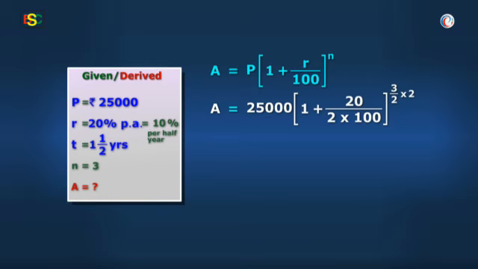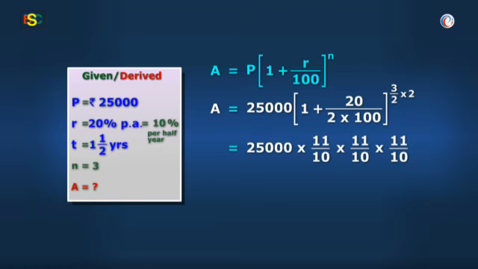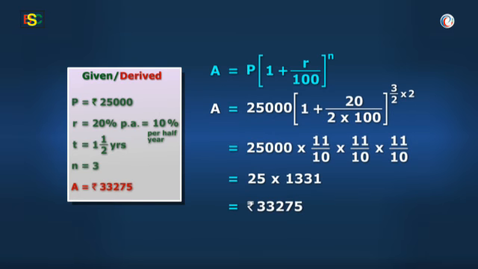2. On solving, A is equal to 25,000 into 11/10 into 11/10 into 11/10, and cube of 11 is 1331, or A is equal to 25 into 1331 equal to 33,275.